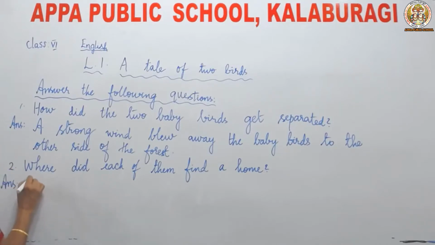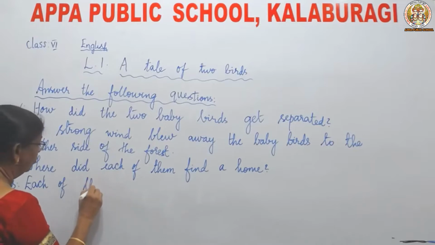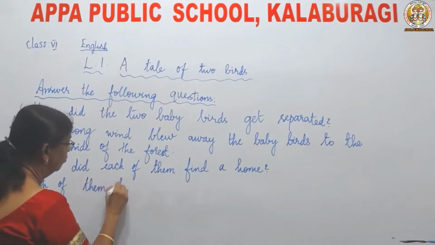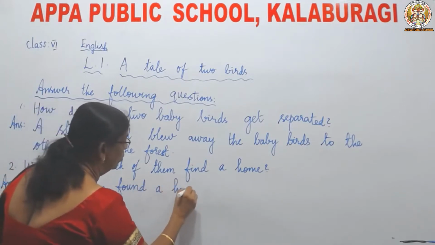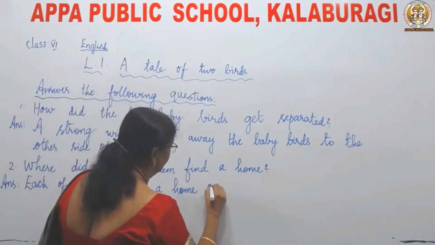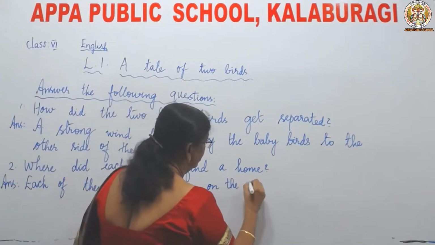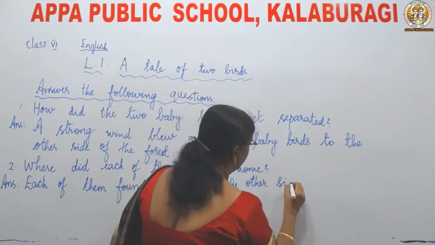Each of them, E should be written in capital. And your handwriting should be very neat and clean and tidy, so that I will be able to read what you have written. Understood? Each of them found a home on the other side of the forest.